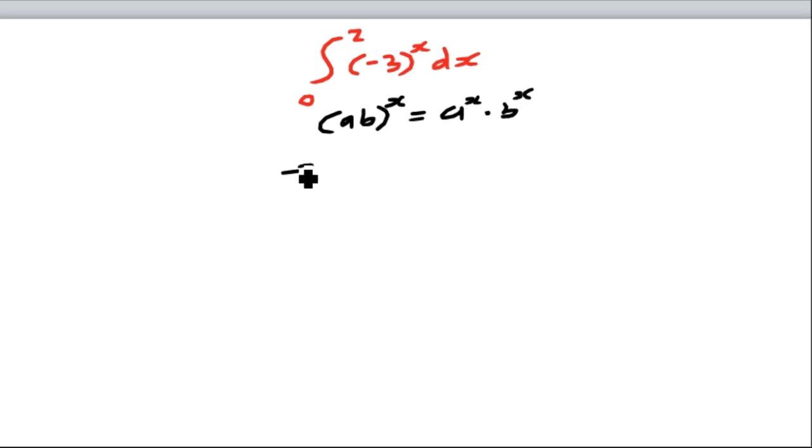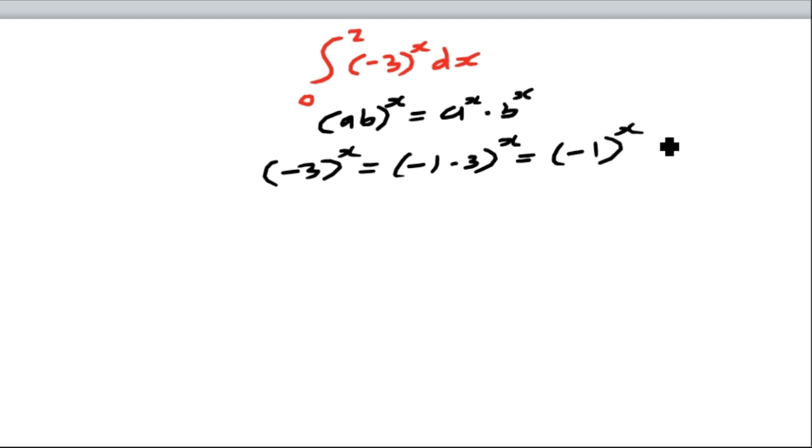So if you are given negative 3 raised to power x, that will be the same as negative 1 times 3 raised to power x. So if our a is negative 1 and b is 3, then it means we'll have a raised to power x, b raised to power x. Meaning that will be negative 1 raised to power x, then times 3 raised to power x.